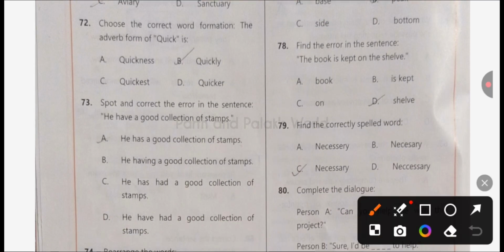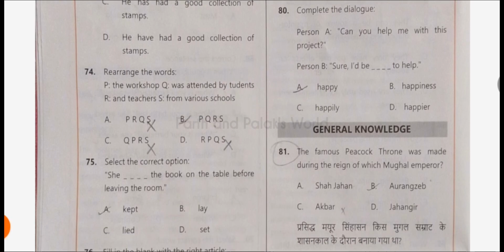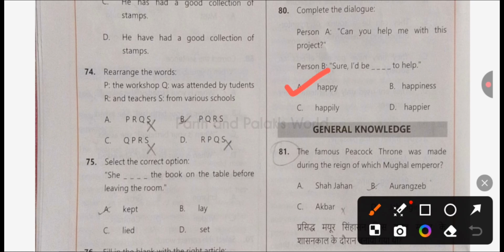In question number 78, correct answer is option number D. In question number 79, the correct answer is option number C. Talking about question number 80, so the correct answer of this question is option number A, which is happy.